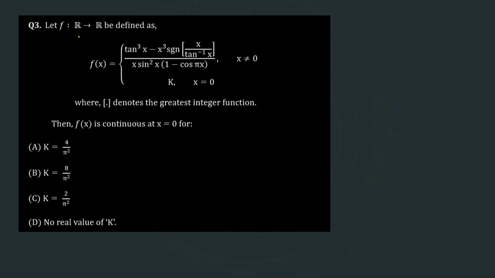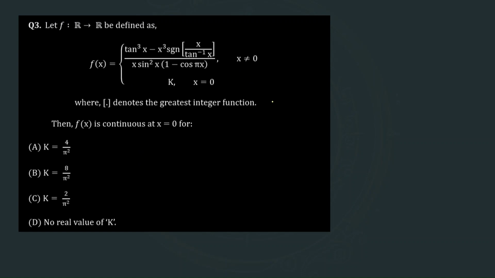Let f defined from R to R be defined as this. So f is a piecewise defined function where this square bracket denotes the greatest integer function. Then we have to tell whether f(x) is continuous at x equal to 0 or not. And we have to find the corresponding value of k. So okay, let us see this f(x).